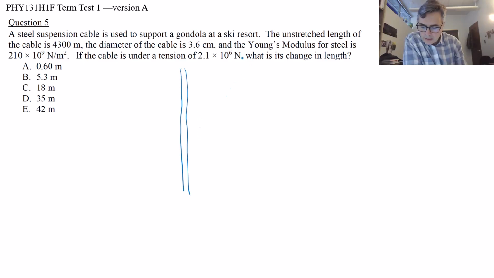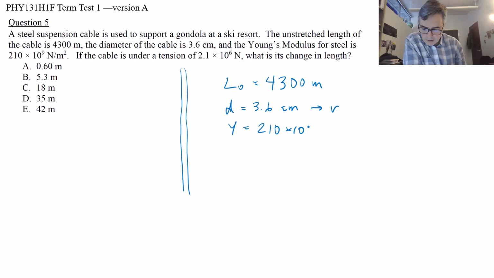A steel suspension cable is used to support a gondola at a ski resort. The unstretched length of the cable, I think this is going to be a Young's modulus question, so let's write L0 is 4,300 meters. The diameter of the cable is 3.6 centimeters, so we're going to need a radius in meters there. The Young's modulus for steel is 210 times 10 to the 9 newtons per meter squared. If the cable is under a tension, so there's this force here, I guess, is going to be 2.1 times 10 to the 6 newtons. What is its change in length?